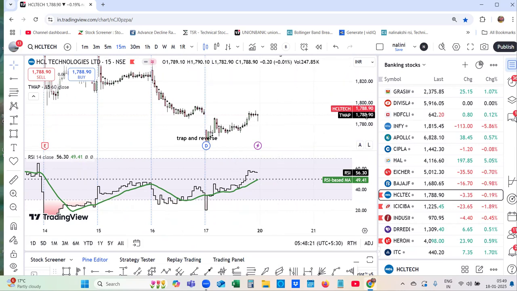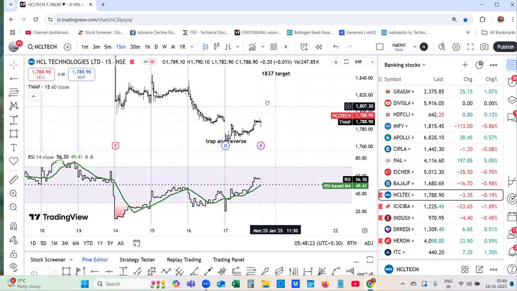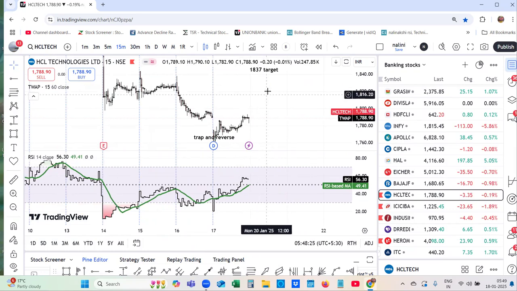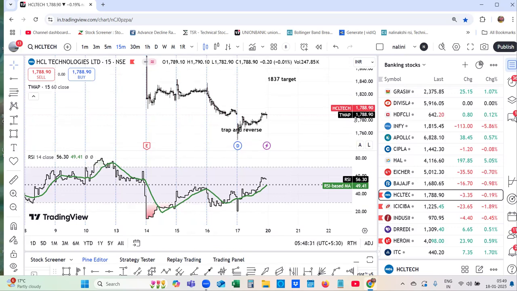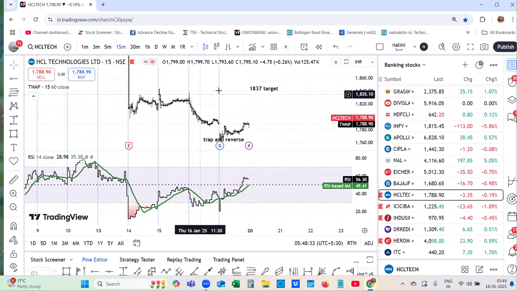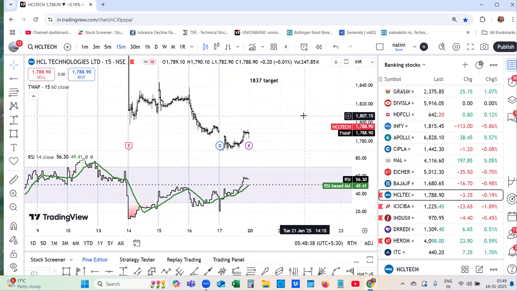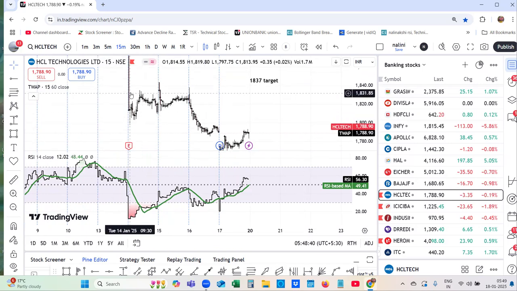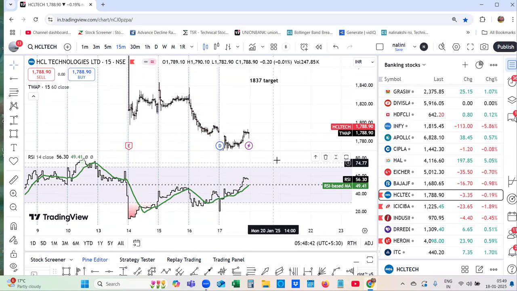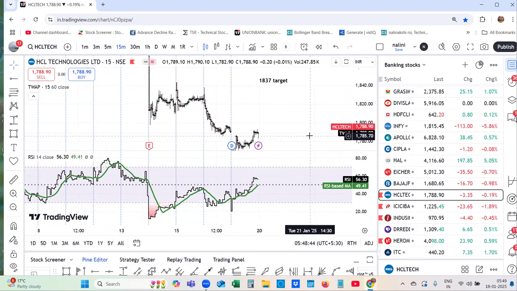Just for learning purposes, track this stock. You can get a parabolic up move on Monday and Tuesday. You can anticipate this, the market going up to 1837. Even here also, you can see the same reversal pattern.